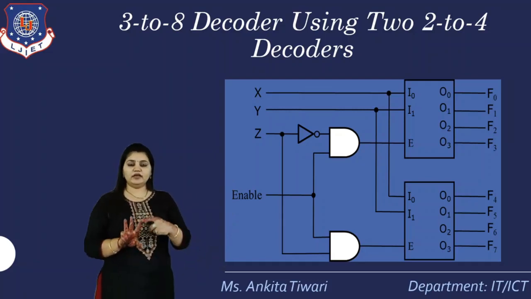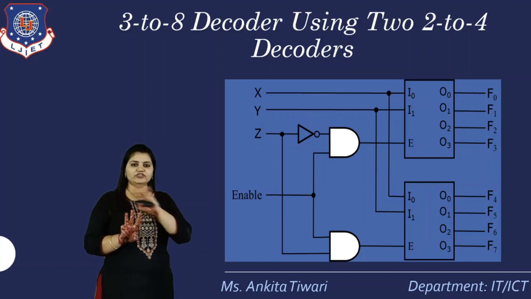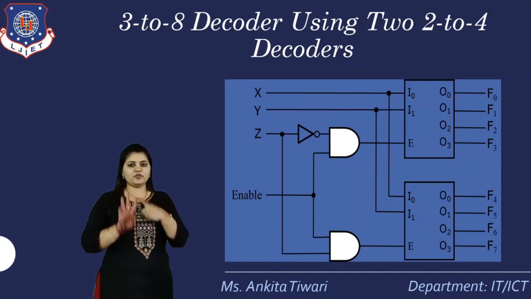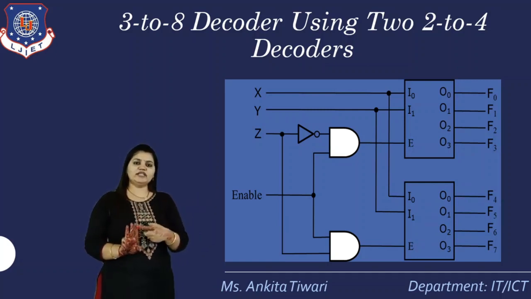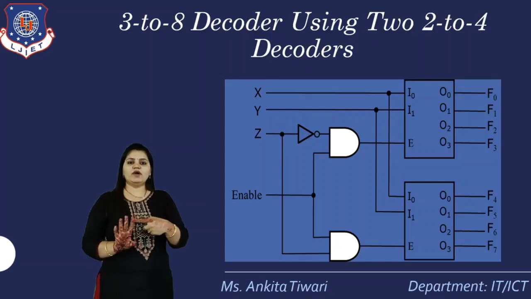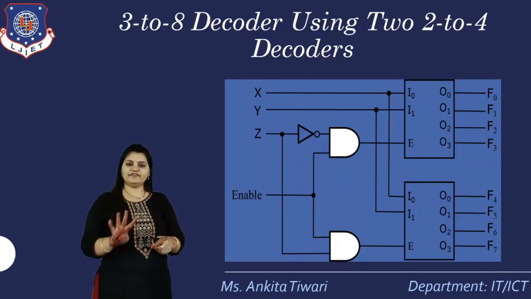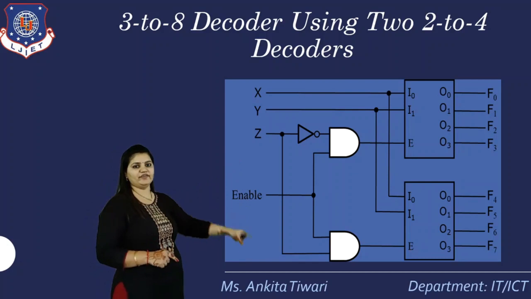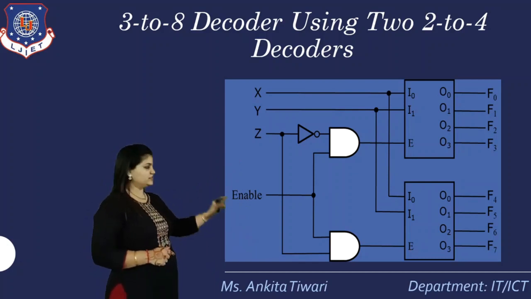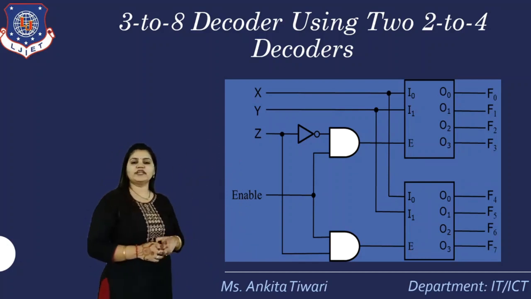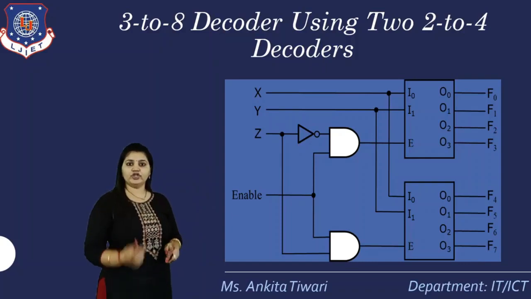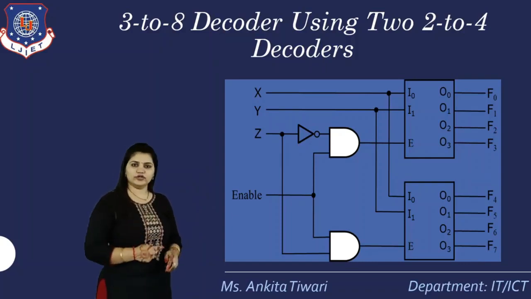But we know that the last value is 1 here. So of the 8, 4 values are discarded, because this value is 1. So we'll start after the first 4 values: 1 0 0, 1 0 1, 1 1 0 and 1 1 1. So we'll get 4 values here: F4, F5, F6 and F7. This is how the 3 cross 8 decoder is designed using 2 cross 4 decoders.